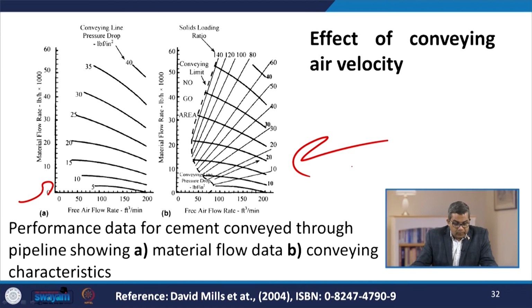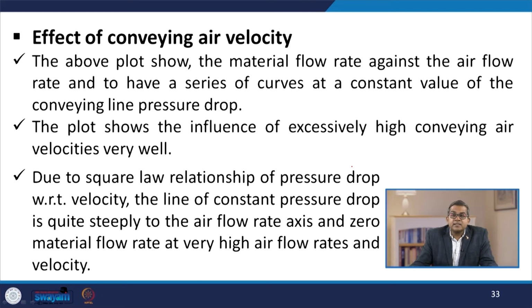Again, this particular plot shows the influence of excessively high conveying air velocity very well. Due to the square law relationship of pressure drop with respect to velocity, the line of constant pressure drop is quite steep to the air flow rate axis, with zero material flow rate at very high air flow rates and velocity. If the conveying system has a compressor or blower with a maximum rating in terms of delivery pressure, a considerable amount of this pressure will be taken up by moving the air through the line.